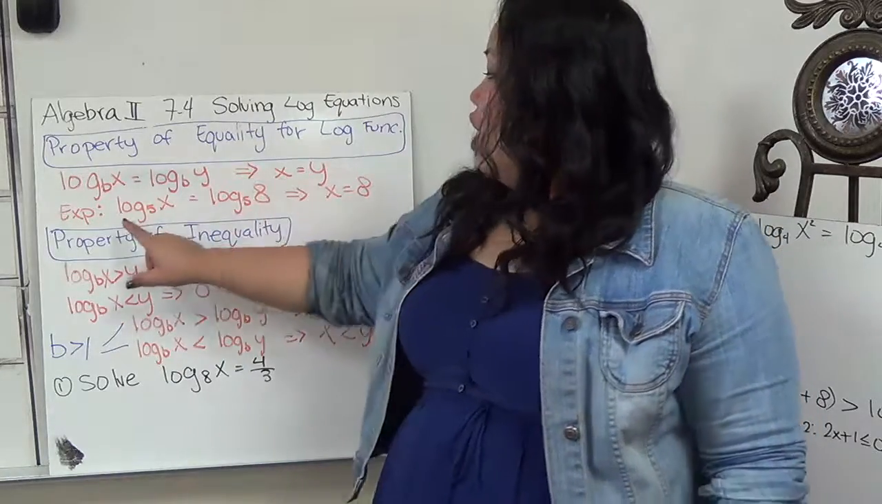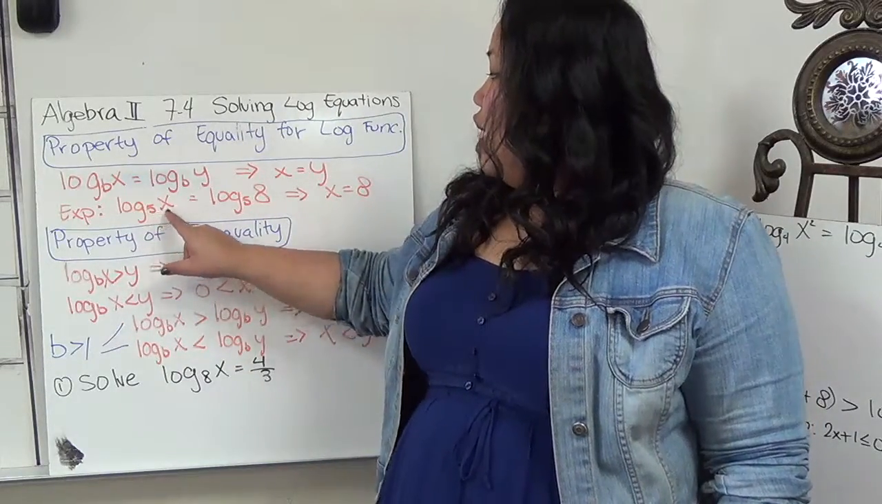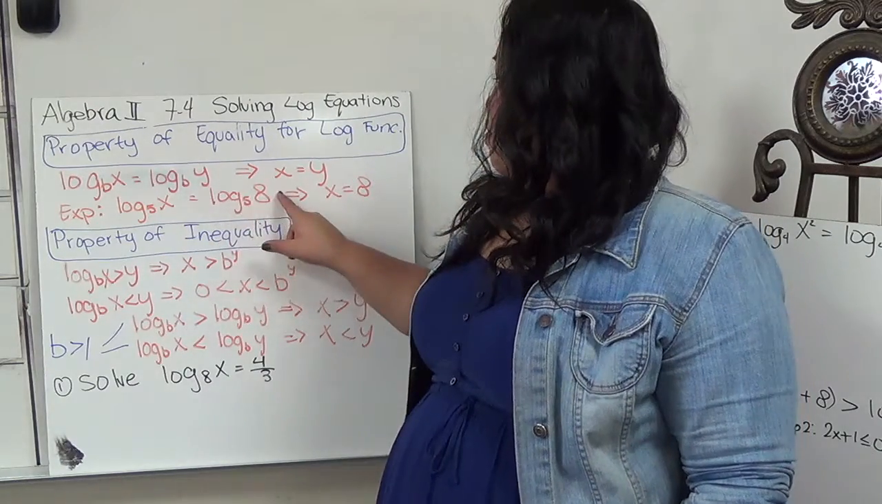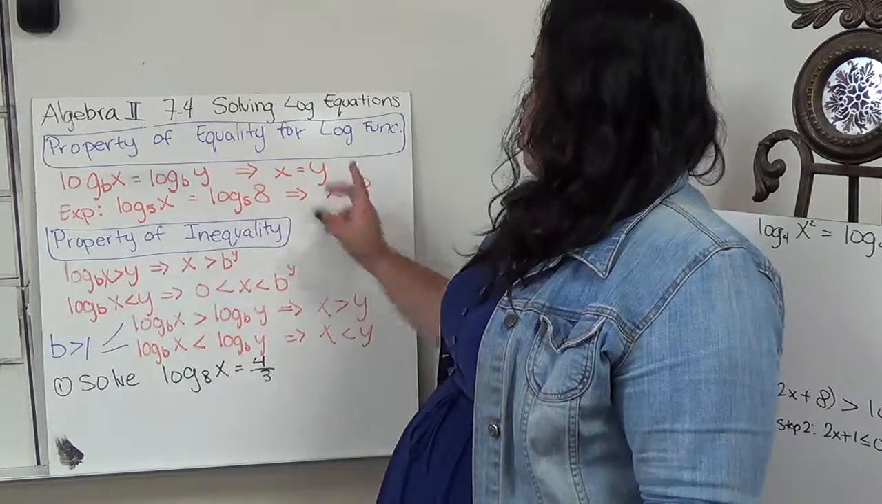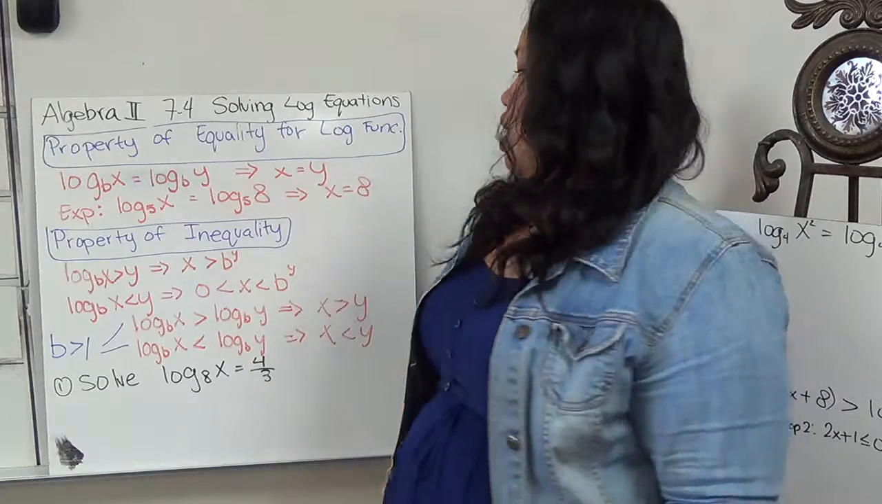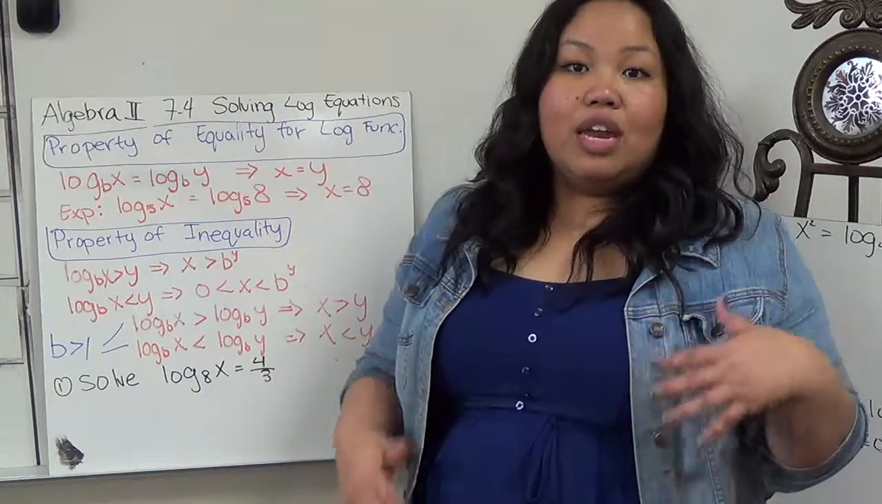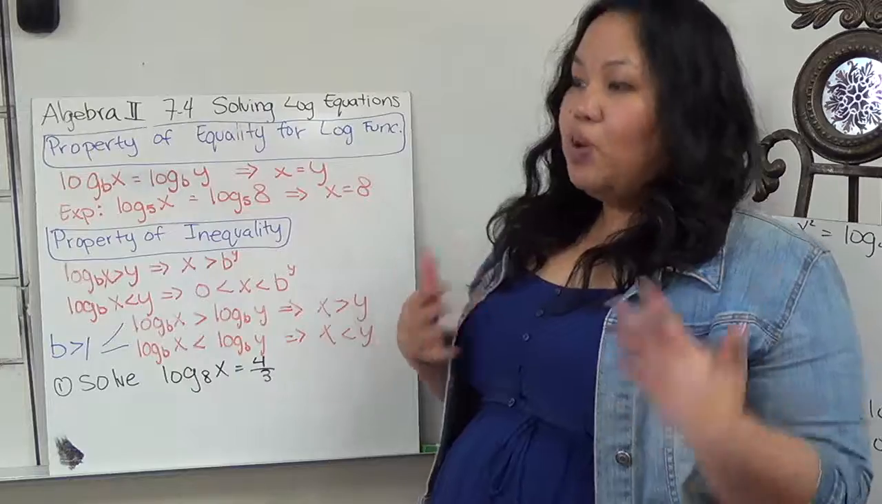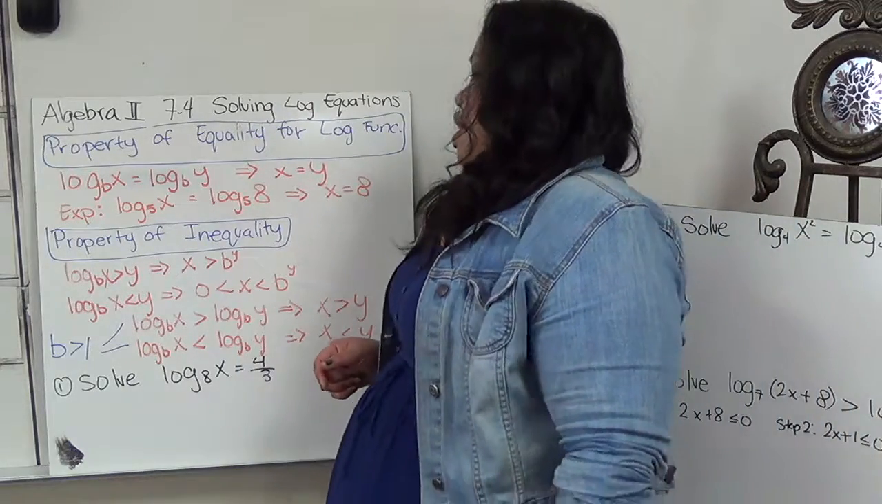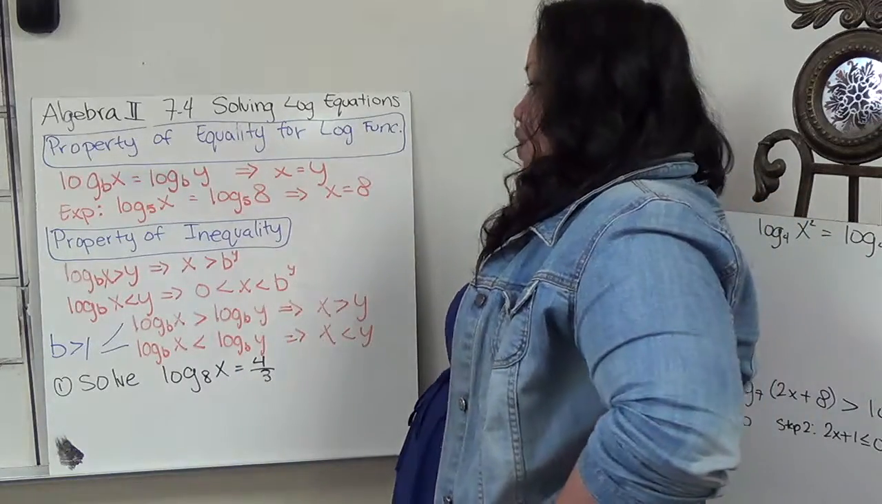So if log base 5 of x equals log base 5 of 8, then x has to equal 8 in order for them to be the same. So the strategy is very similar to that of exponents. Okay. So when it comes to inequalities, it's very similar.